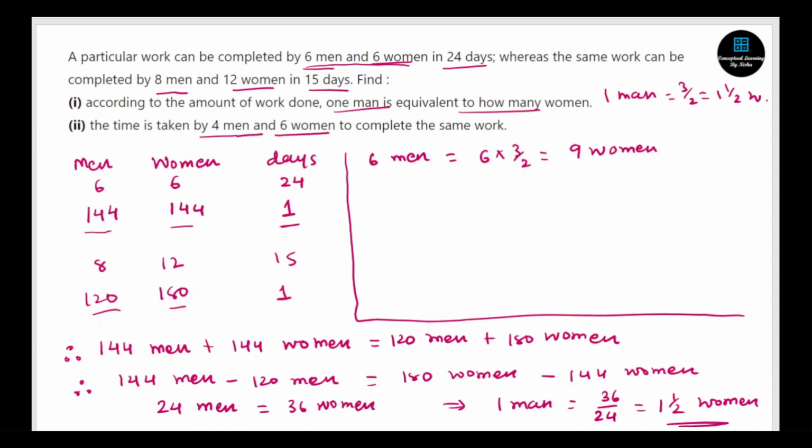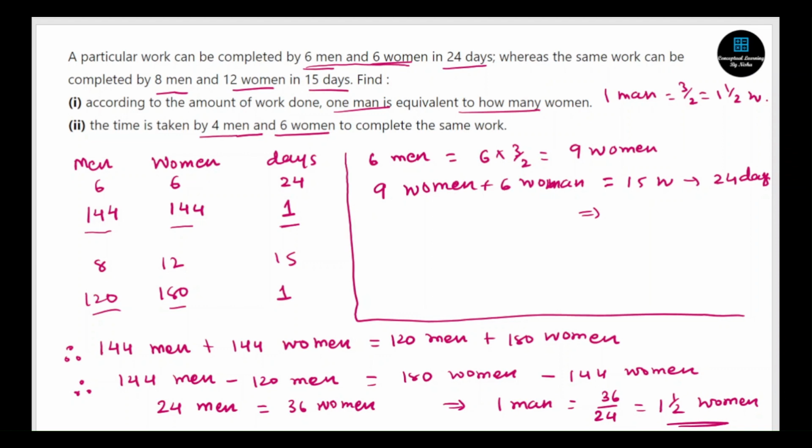Now what I can say, 9 women plus 6 women can complete the work in... so these are 15 women, right? 15 women can take 24 days, right? And now we have to find for how many? 4 men and 6 women.